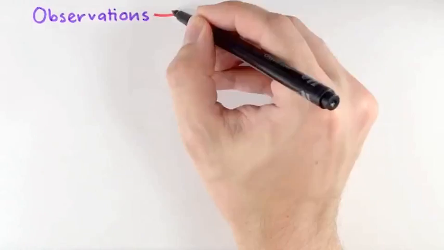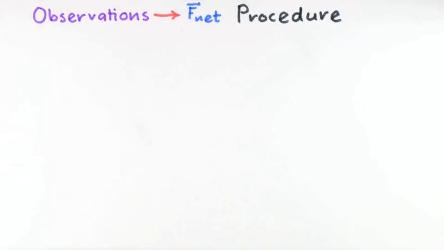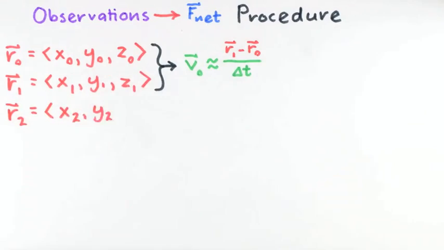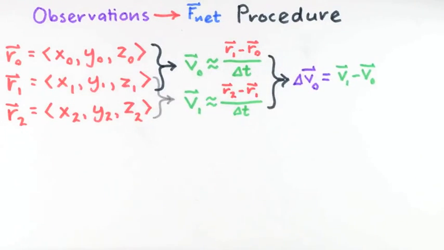Let's first sketch out by hand a procedure for using this information to determine the net force. From the first two position data points, we can estimate a velocity. Then, from there, in order to go further to estimate a velocity change to get at the net force, we need a third position data point to obtain another velocity. So from the first three position data points, we estimate two velocities. And from there, we'll get one estimate of the change in velocity, delta v.